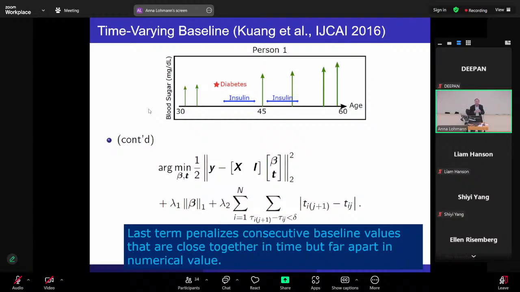So if 100 patients see their fasting blood glucose drop 30 points after they started the same drug, we are going to put that explanation in the beta for that drug and avoid this penalty. If they all were on 30 different drugs or no drugs at all, we have no choice but to explain the change with the baseline change and pay that penalty. So that's the gist here.